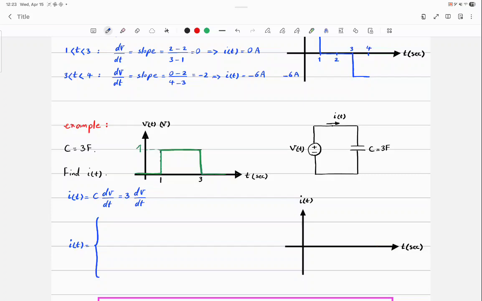What's the slope between 0 and 1? 0. What's the slope between 1 and 3? Sorry? Again 0, right? What's the slope for t greater than 3? 0.